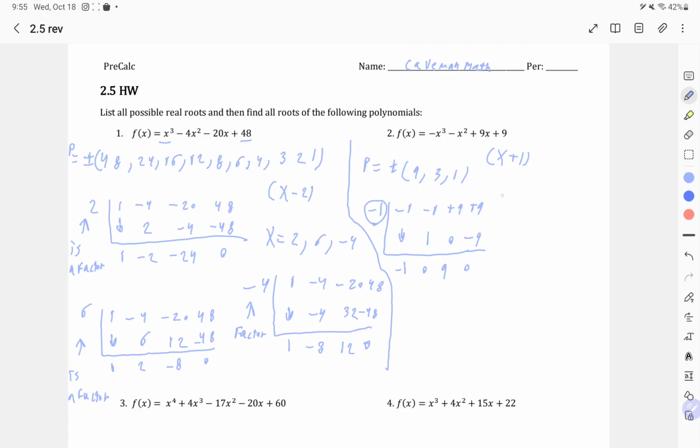Okay, let's try 3 because that's the other one. That's because we see 3 here, right? So let's just try plugging it in. 3.